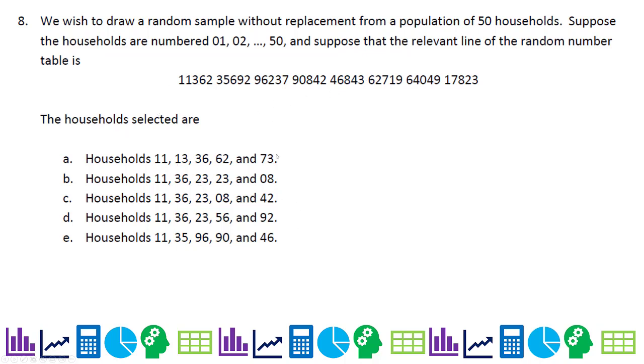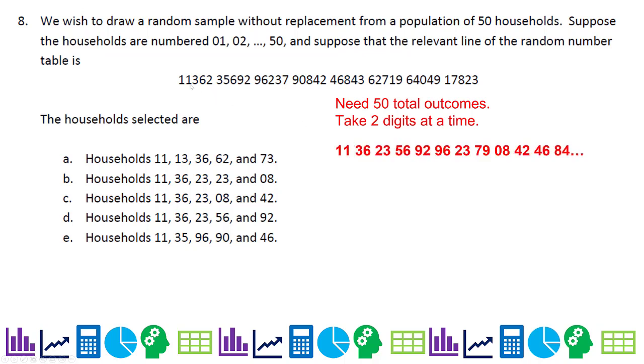Here you can see they picked 5. It wasn't obvious up here that we're getting 5, but we'll just keep picking until we get at least 5. So we need 50 total outcomes, which means we're going to just use 2 digits at a time. So I'm going to just go ahead and separate these out into 2 digits. So we have 11, 36. We don't drop the 2 just because it looks like it's alone. We put it with the 3. So we have 23, 56, 92, 96, 23, 79, 08, 42, 46, and 84, and I'll stop there.